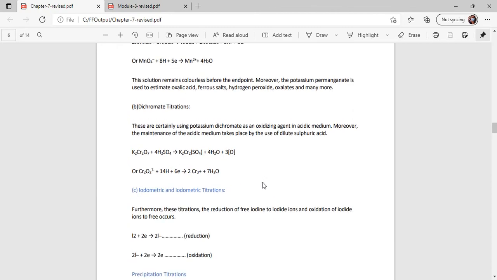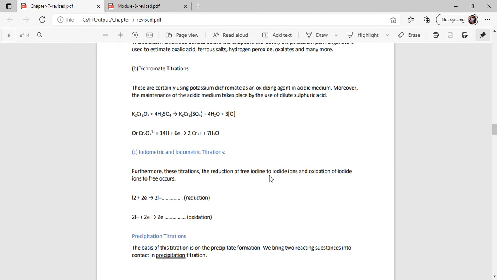Your dichromate titration. These certainly use potassium dichromate as your oxidizing agent, also in an acidic medium. Moreover, the acidic medium is maintained by the use of diluted sulfuric acid. You have here your chemical equation, K2Cr2O7 plus 4H2SO4 will combine and produce K2SO4 plus Cr2(SO4)3, and it will produce your byproducts, which are water, H2O, and oxygen. Here you can simply write it as Cr2O7 2 minus plus 14H plus plus 6e minus produce 2Cr3 plus plus 7H2O.